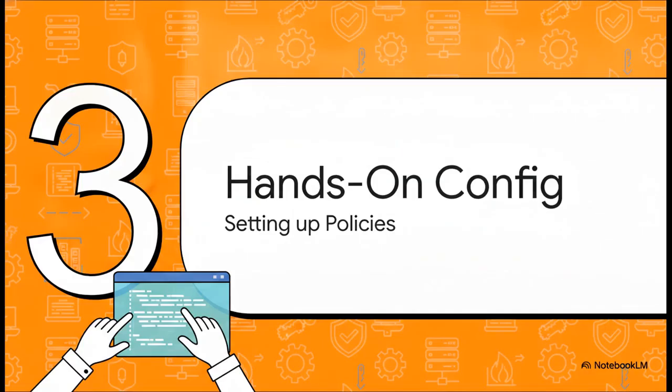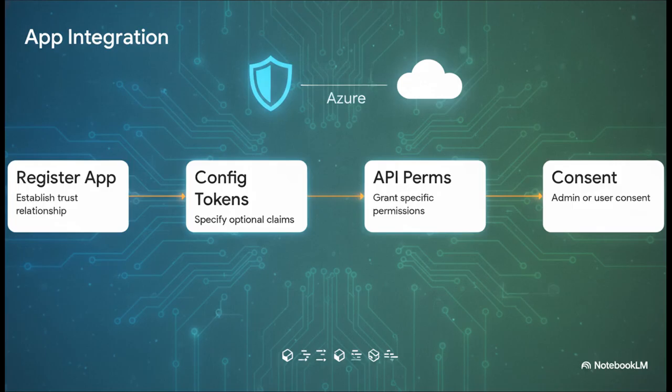All right, part 3, hands-on configuration steps. Let's roll up our sleeves and see how we configure these access policies in the real world. You see, integrating a custom application into Azure AD doesn't happen by just flipping a magic switch. It's a structured journey. You start with a basic app registration to establish a baseline of trust. Then you configure your tokens, grant granular API permissions, and finally, this is the big one, secure admin or user consent so the app can actually function safely. Following this structured order ensures you aren't leaving any massive security gaps wide open.